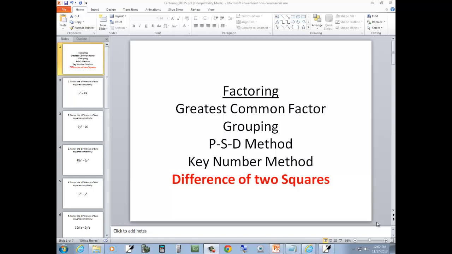There are 5 main methods of factoring. First one is GCF, greatest common factor. You should always try to do this one. Most times you just look at a problem and see if they have something in common.